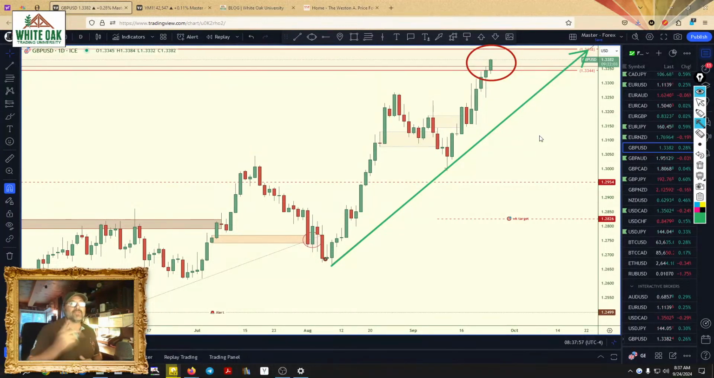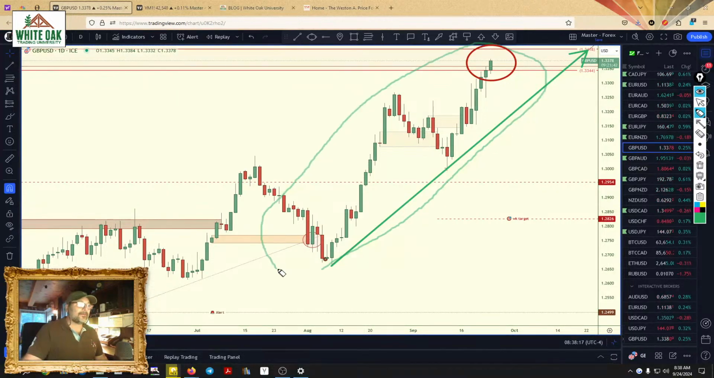So we have an ascending trend line here, and we have price contacting an area of supply. Now, if price was to start using this area of supply to drop, then what we would be expecting is for this ascending structure to go from ascending to neutral.